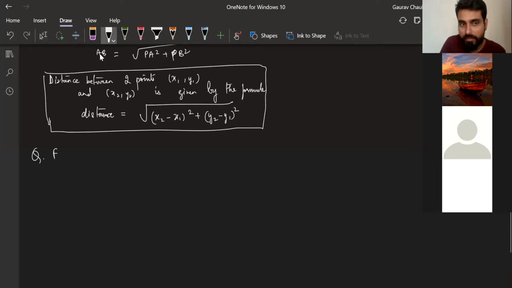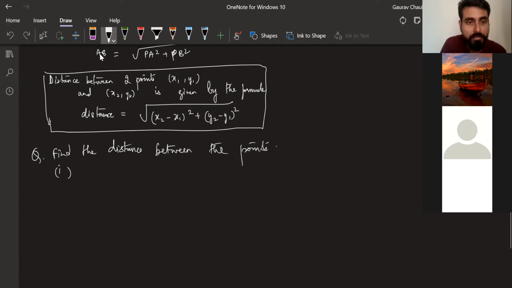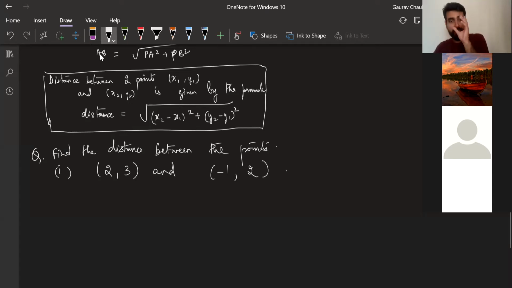If the question says, find the distance between the points. First one is (2, 3) and (-1, 2). Okay. Find the distance between these 2 points. What do I have to do? It's simple. It's very, very simple here.